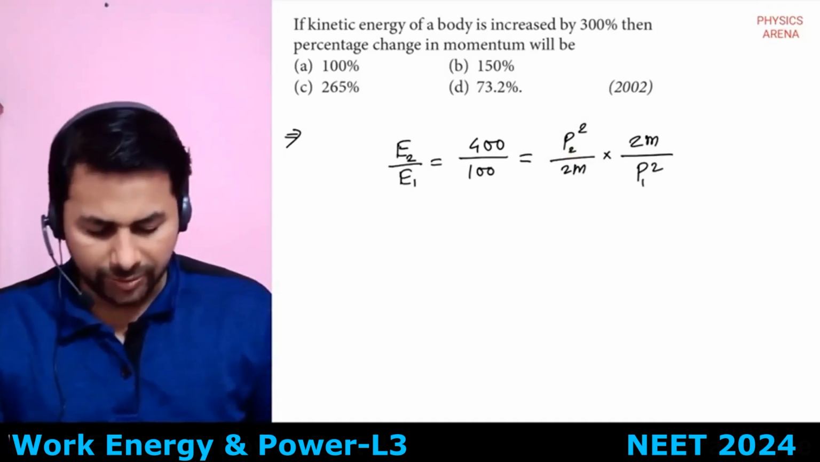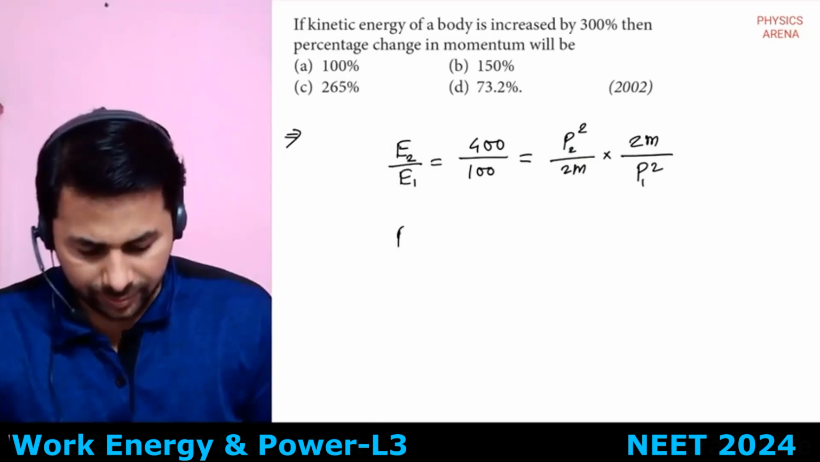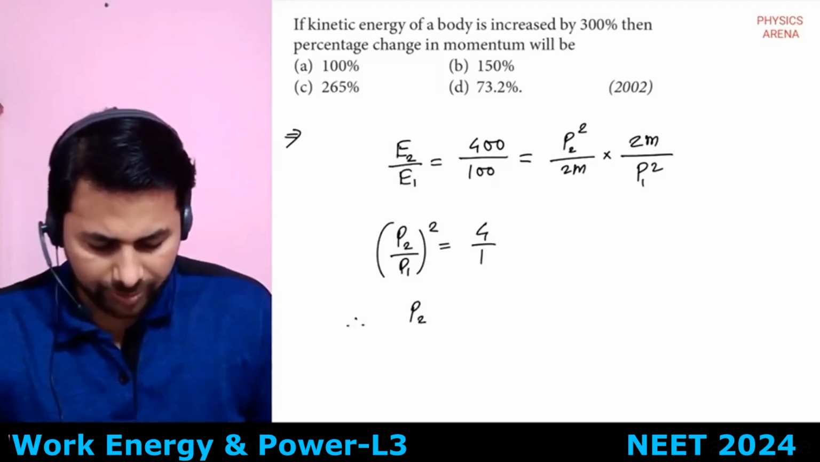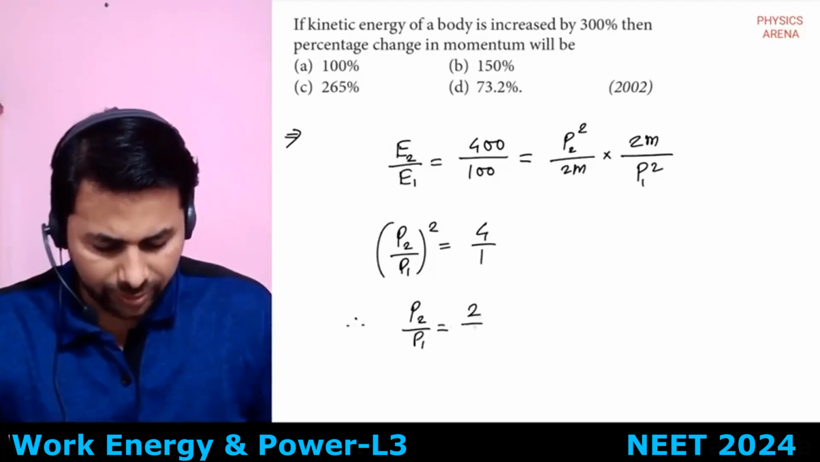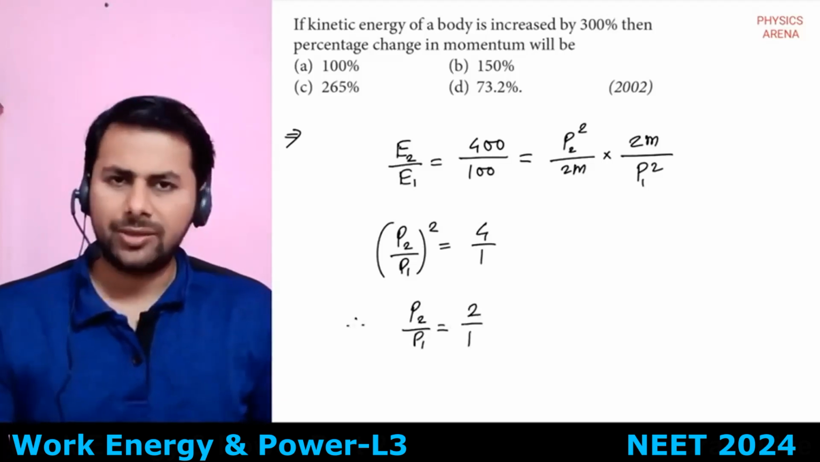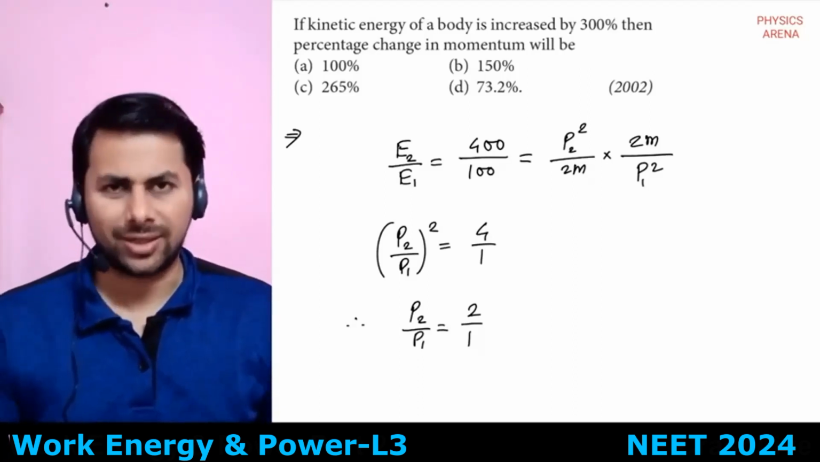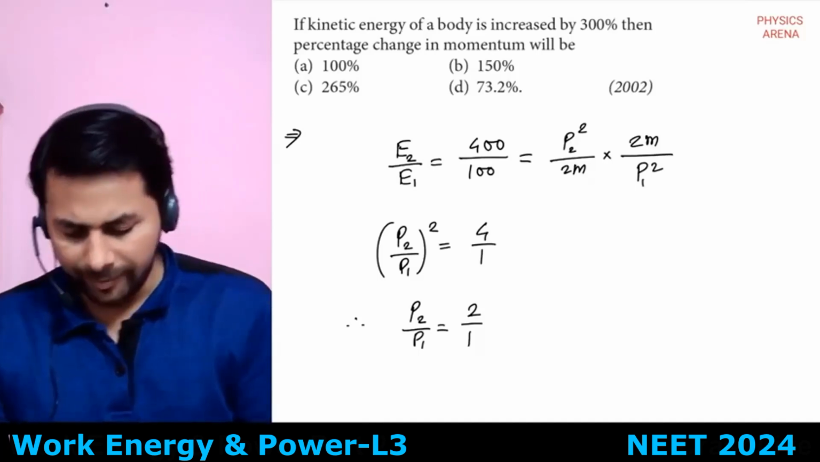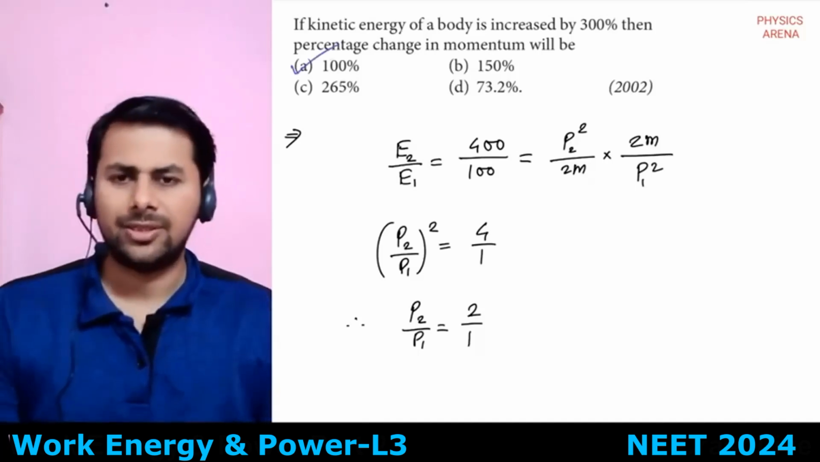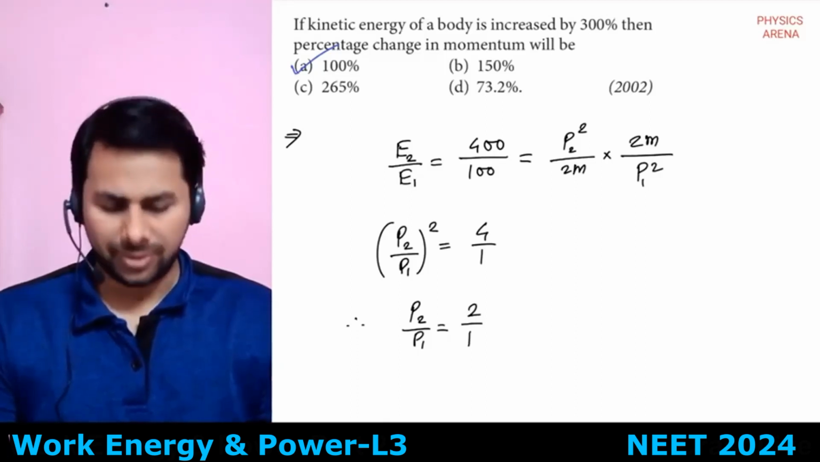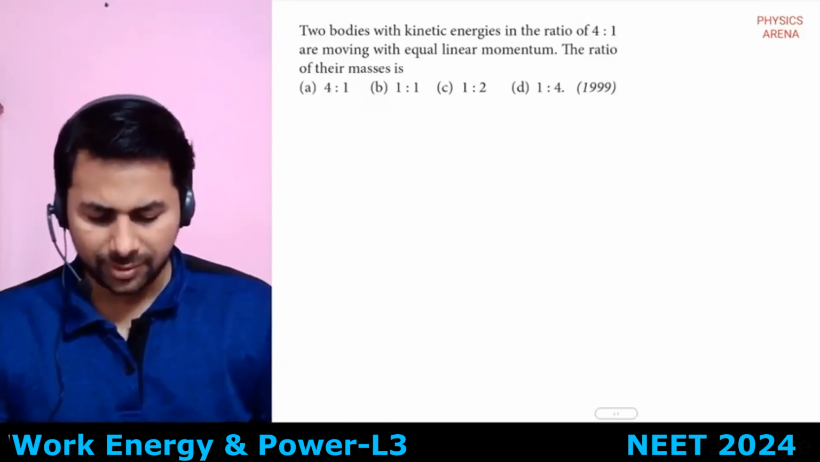So P2 square by P1 square is 4 is to 1. Therefore, P2 upon P1 is equal to 2 is to 1. So if P1 is 1, P2 is 2. Or if P1 is 100, P2 will be 200. That means it is increased by 100%. Okay. So this is simple.